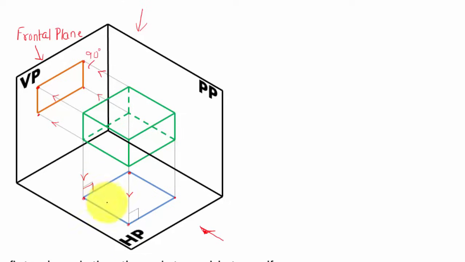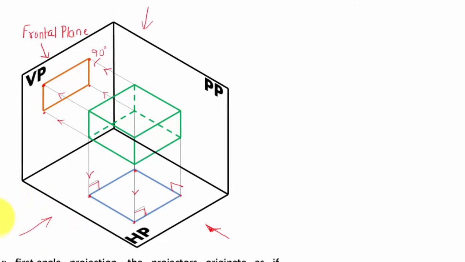You can see this angle is 90 degrees, this angle is 90 degrees. If you try to measure this angle, this will also work out as 90 degrees. Alright, now moving ahead, we're going to make this side view, and for the side view we need to look at this object from the left hand side.